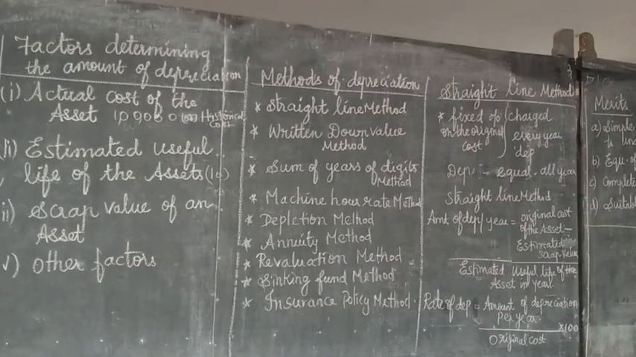It can be calculated in terms of the period for which the asset is expected to be used by the entity, or units of output to be obtained by the use of the asset. How many units we are going to obtain by the use of the asset.